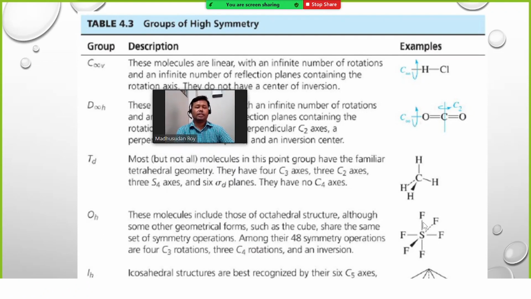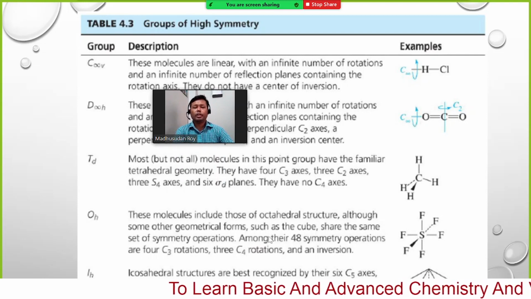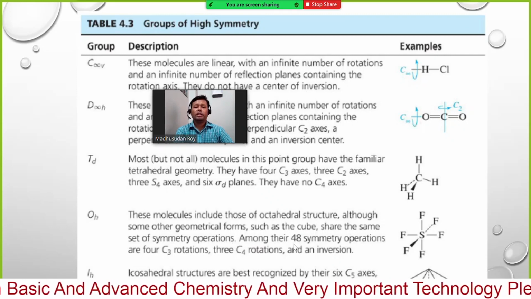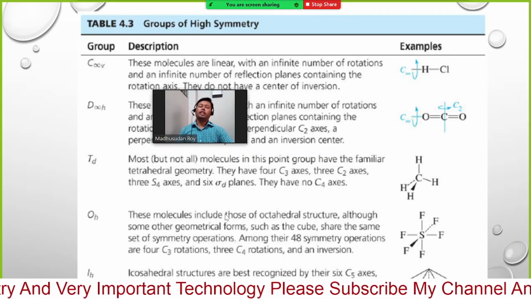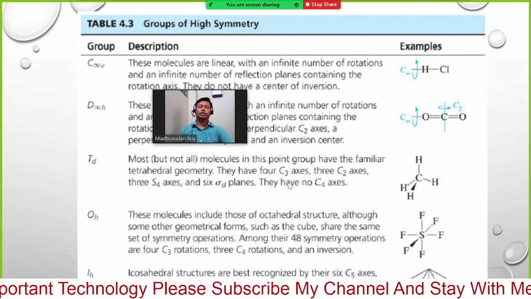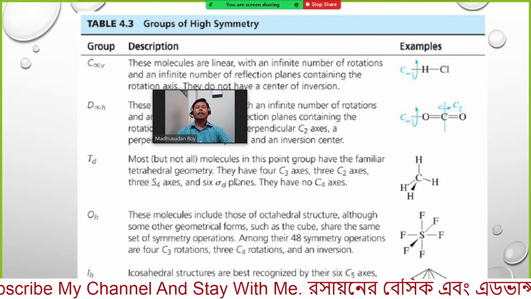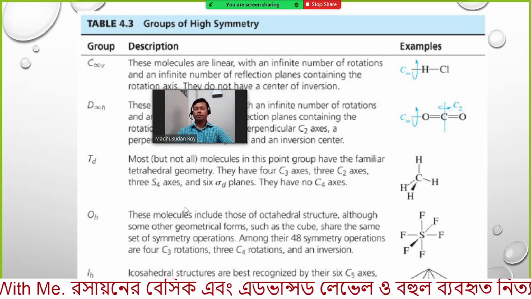Sulfur hexafluoride, these types of molecule, have a structure like this. These molecules include those with octahedral structure, although some other geometrical forms such as the cube share the same set of symmetry operations. Among their 48 symmetry operations are 4 C3 and C4 rotations. This is a little bit more complicated, so I am not going to discuss too much detail. I think this is the end of this chapter, and from the next class we will go to another chapter.